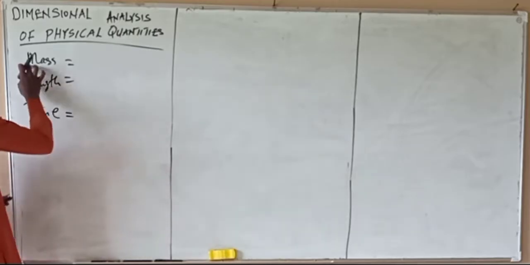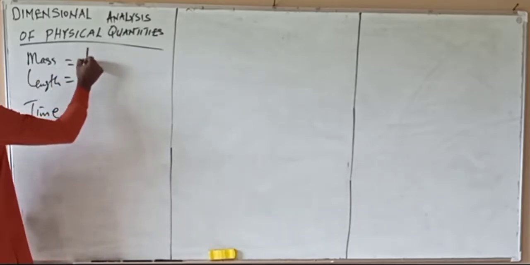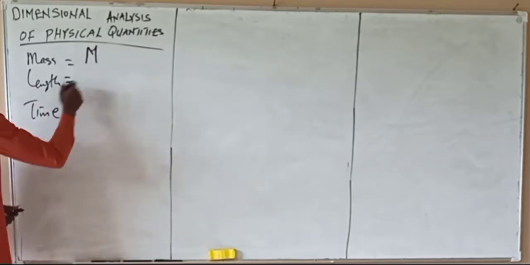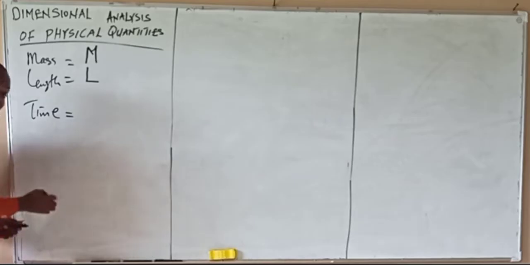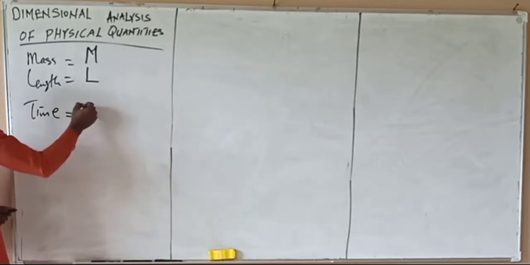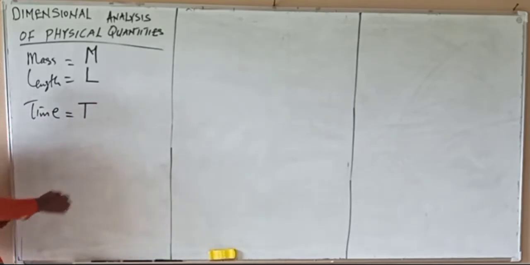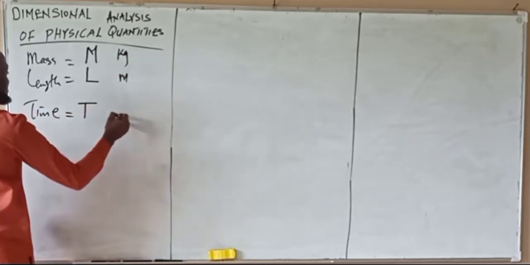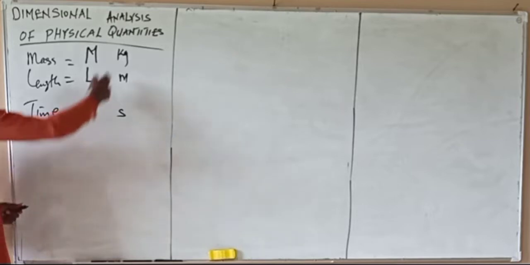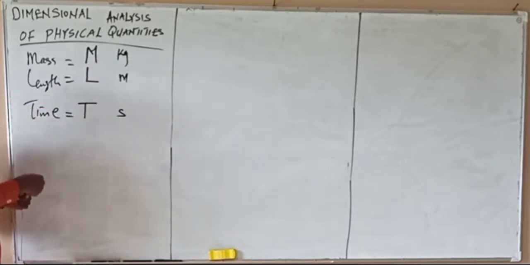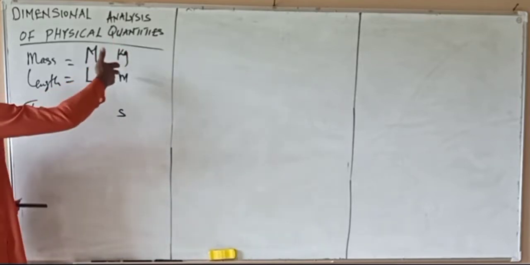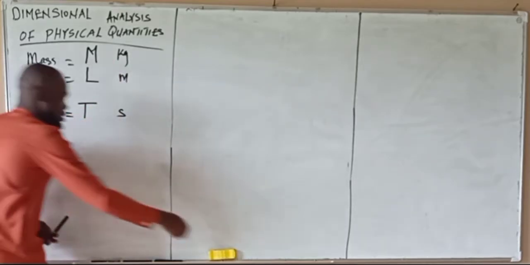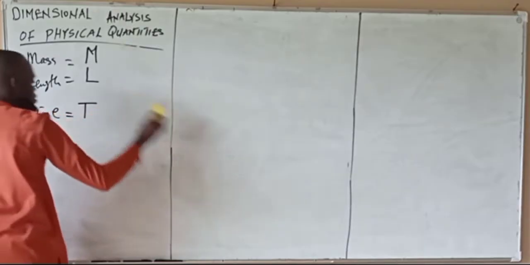But the dimension of mass is capital letter M. Take note of that, it's very important. The dimension of length is capital letter L. The dimension of time is capital letter T. Please take note of that. The unit of mass is kilogram. The unit of length is meters. The unit of time is seconds. These are just symbols for the unit: the symbol for kilogram, the symbol for meters, the symbol for seconds. You can go and look at the full spelling.